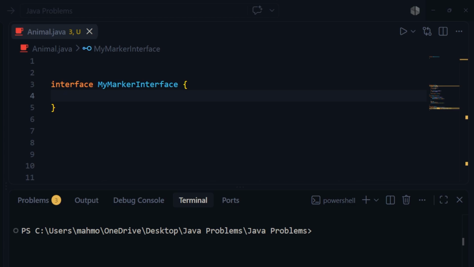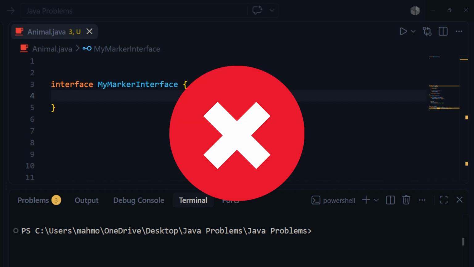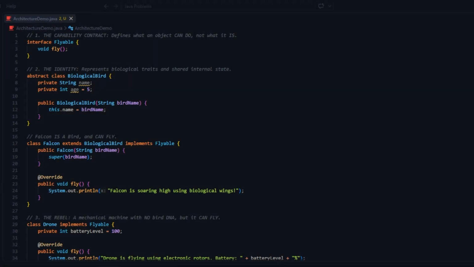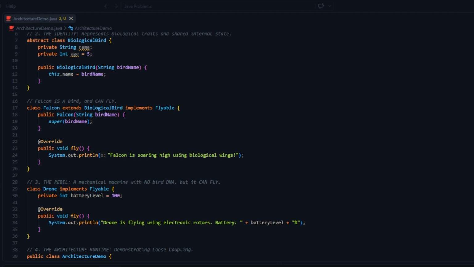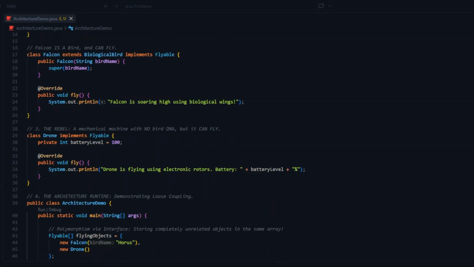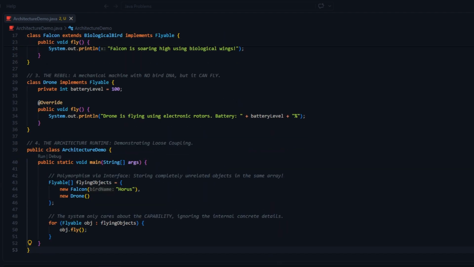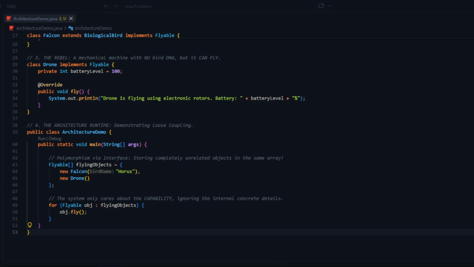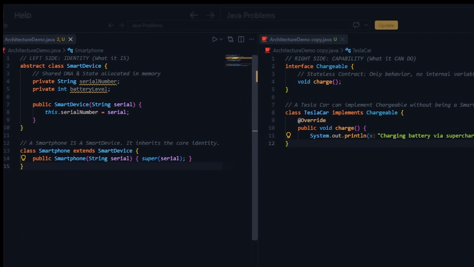Most developers look at abstract classes and interfaces and say, they do the exact same thing. They are wrong. This single misunderstanding is why junior codebases collapse under their own weight. To build scalable, decoupled software, you must stop asking how to use them and start asking why they exist. Look beyond syntax to understand the difference.